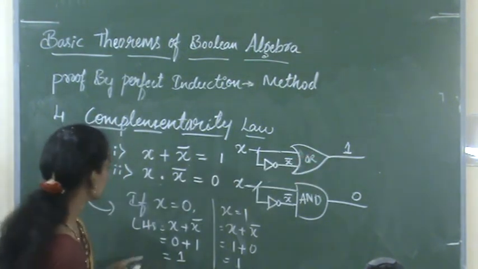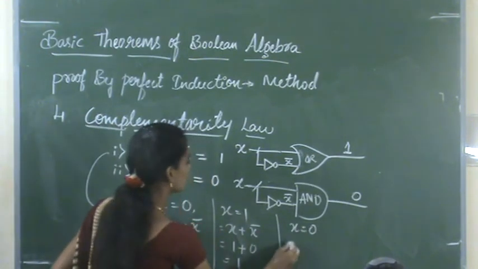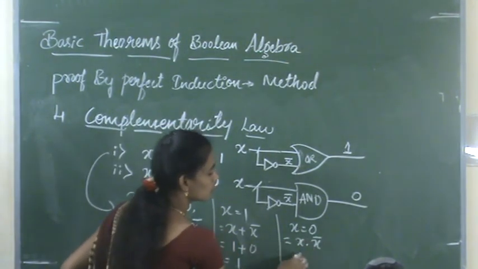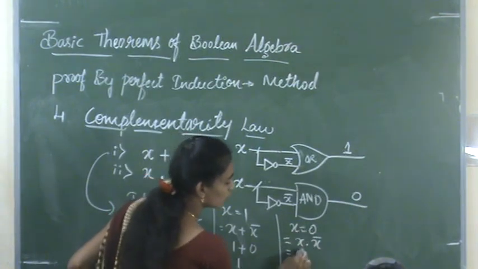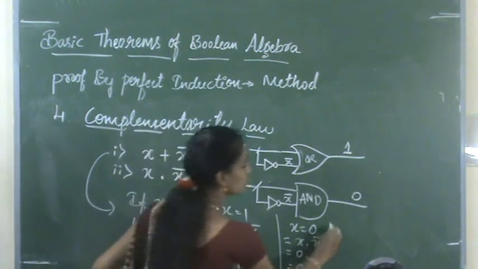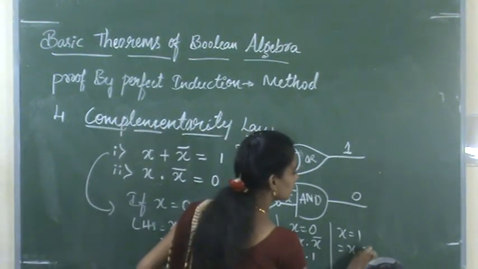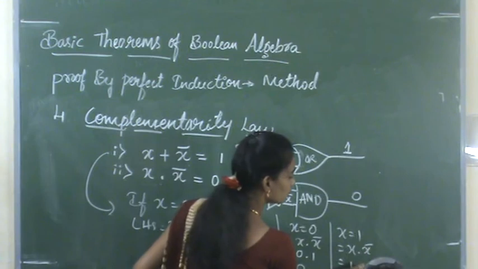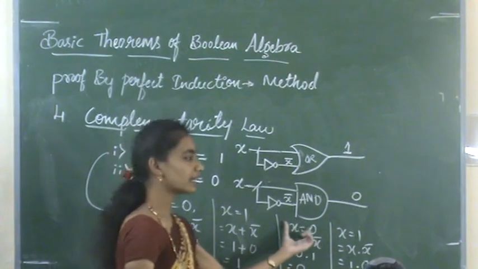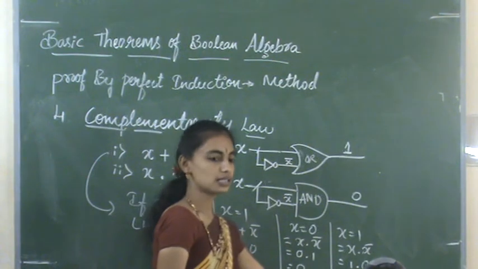Okay. Next, we will go for this. If I provide x equal to 0 for the equation x and x bar, what will be x bar? 1. So 0 into 1 is 0. Right. If I provide x equal to 1, then x into x bar is 1 into what is 1 bar? That is 0. 1 into 0 is 0. So if I provide the x value as either 0 or 1, you will get the result as 0 only.